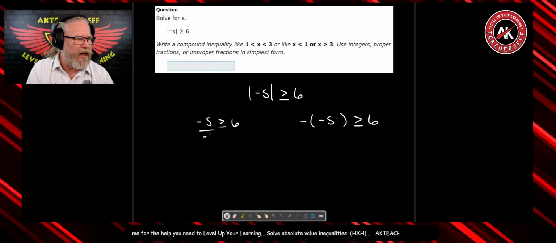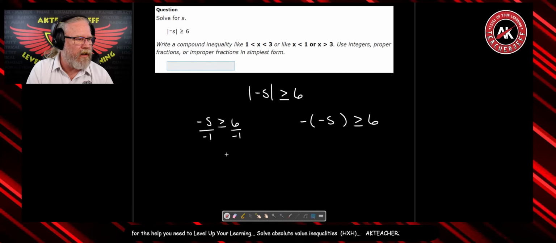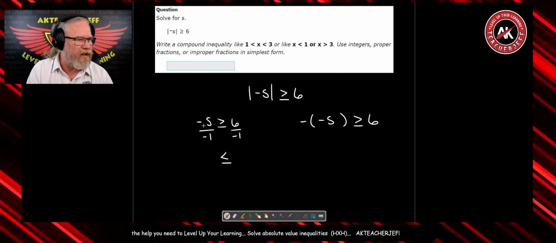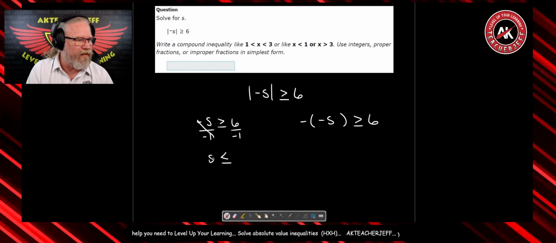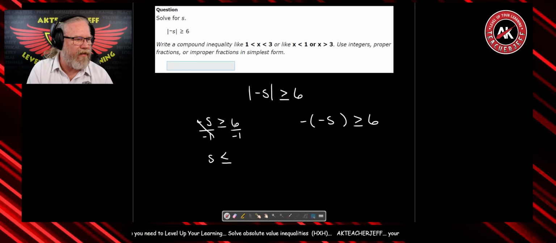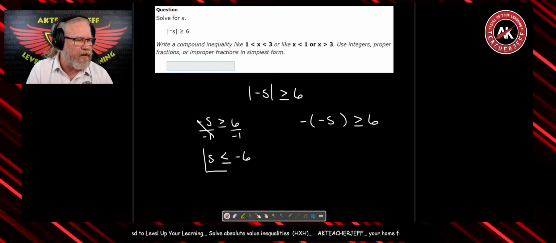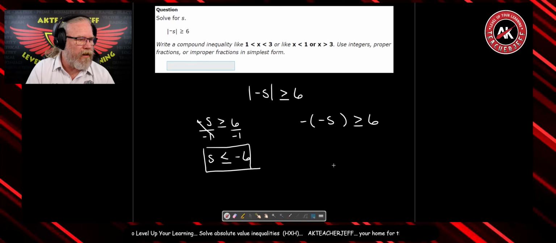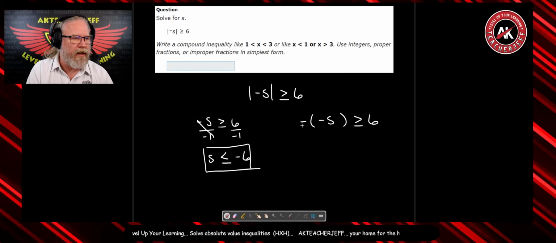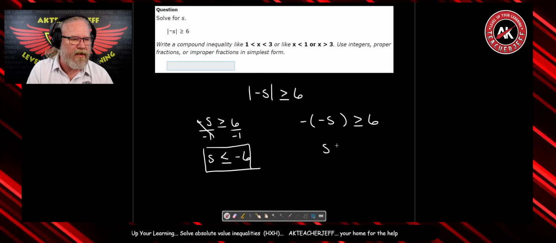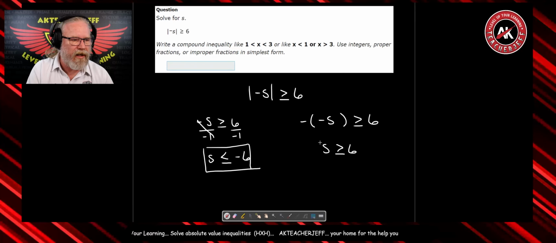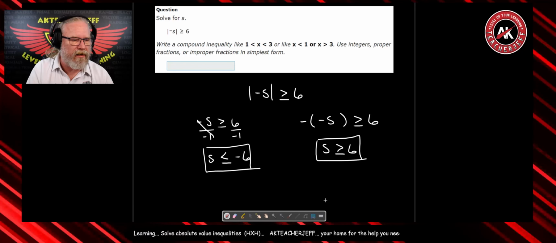So we need to divide by negative 1, both sides. Whenever we divide by a negative, we're going to flip that sign. Those cancel each other, leaving us with s. And positive divided by negative is negative. 6 divided by 1 is 6. So there we have one solution. And then the opposite of negative s is positive s. Bring down the rest of it. And there we have our second solution.